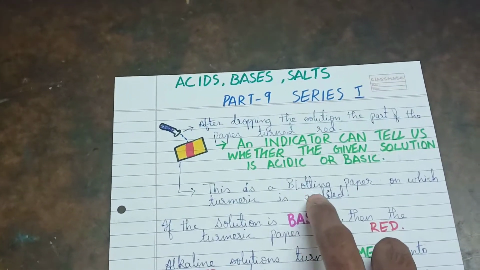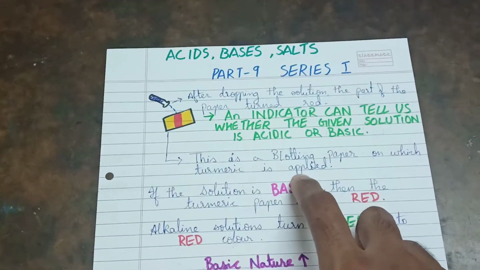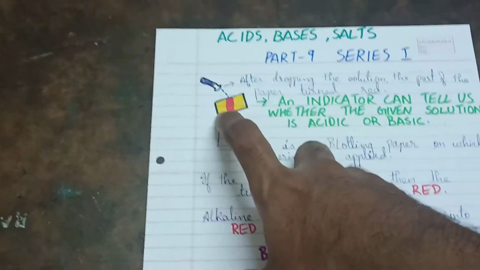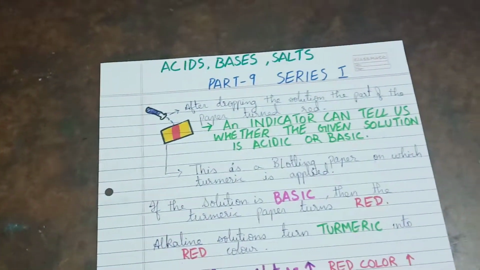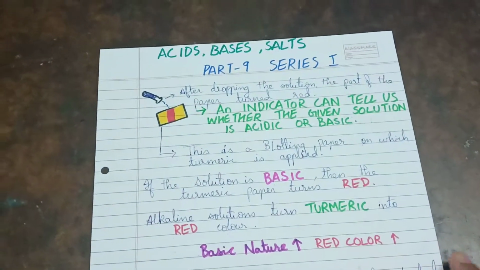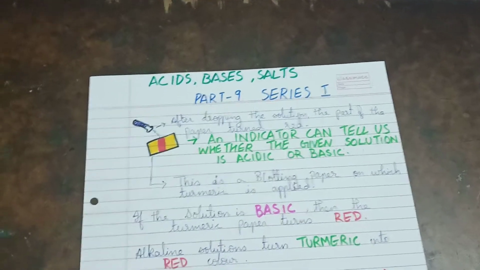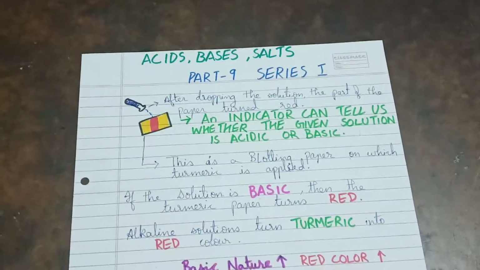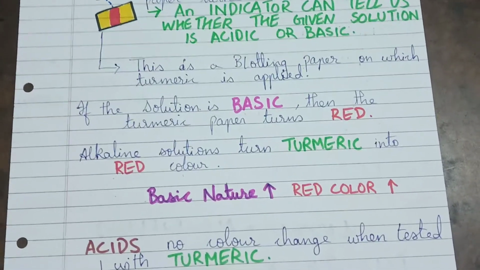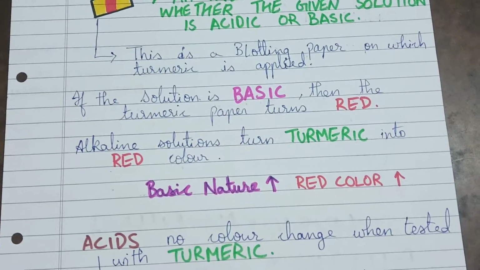Actually this is a blotting paper which you use in chemistry labs, on which turmeric is applied. This yellow color thing is turmeric and the paper is the blotting paper. You can find that in your chemistry lab. If you drop any solution on that, based on the color change you can tell whether it is an acid or a base. If the solution is basic, then the turmeric paper turns red. Alkaline solutions turn turmeric red.